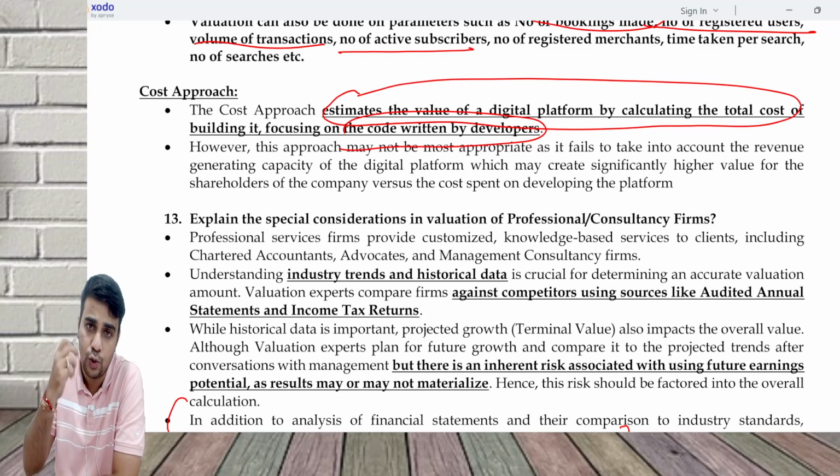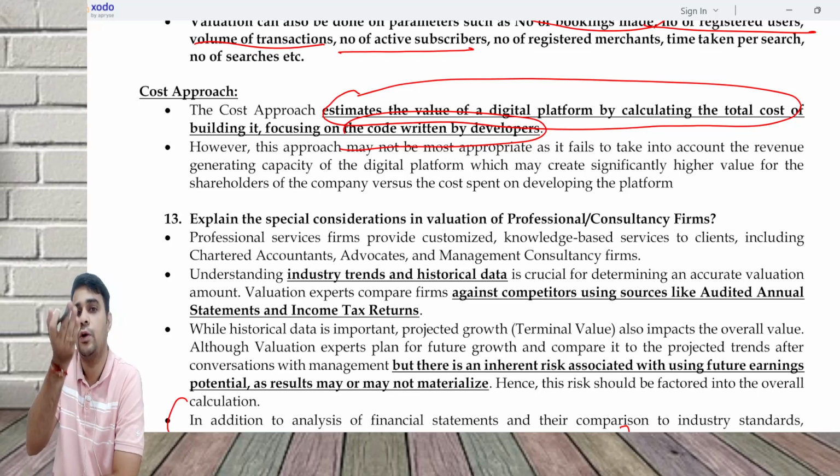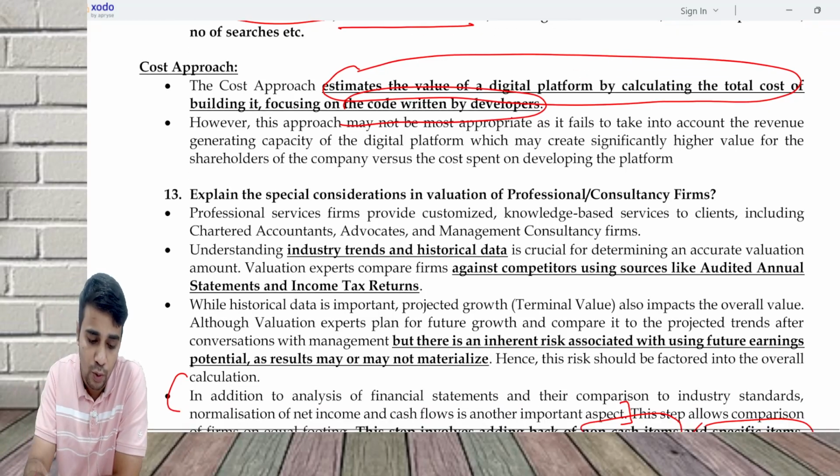So if you are having good KPI performance, your value will go up. Bad KPI performance, value will go down.